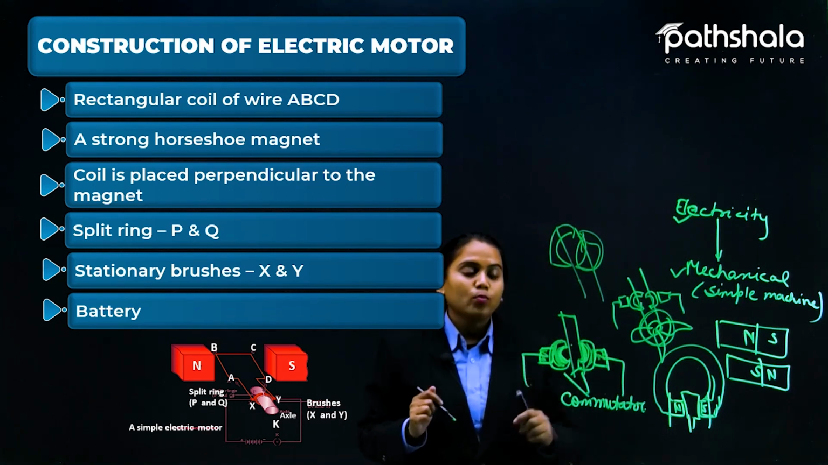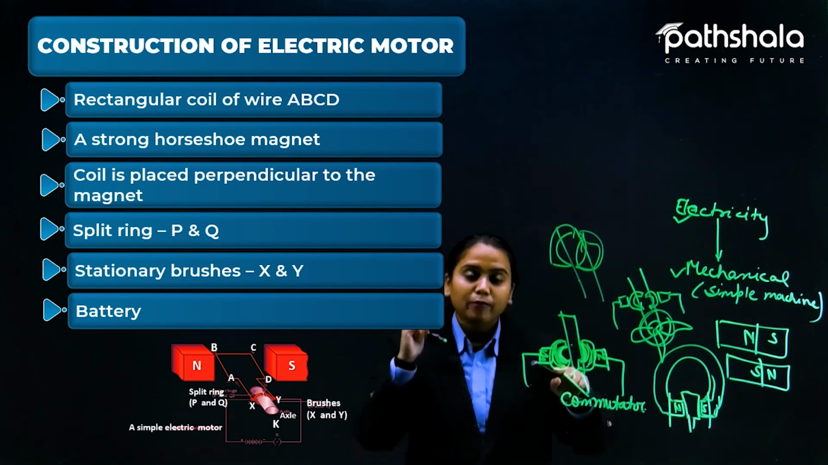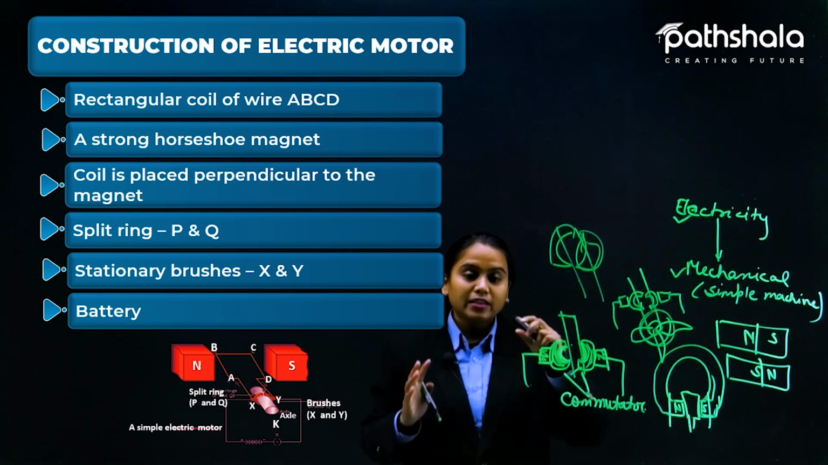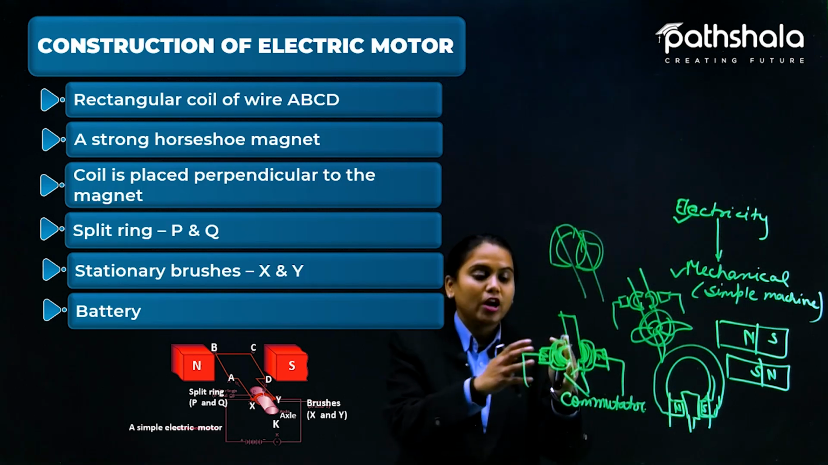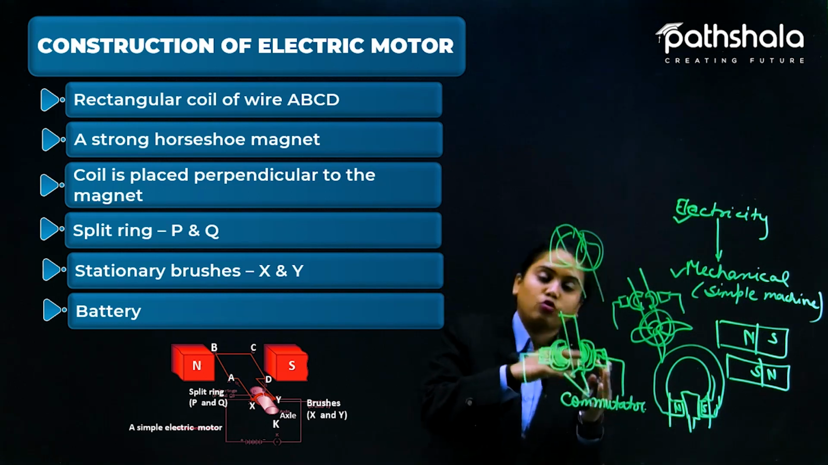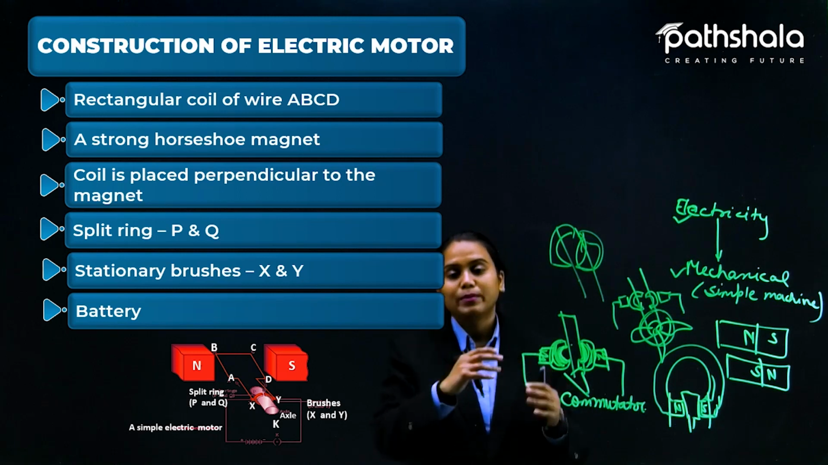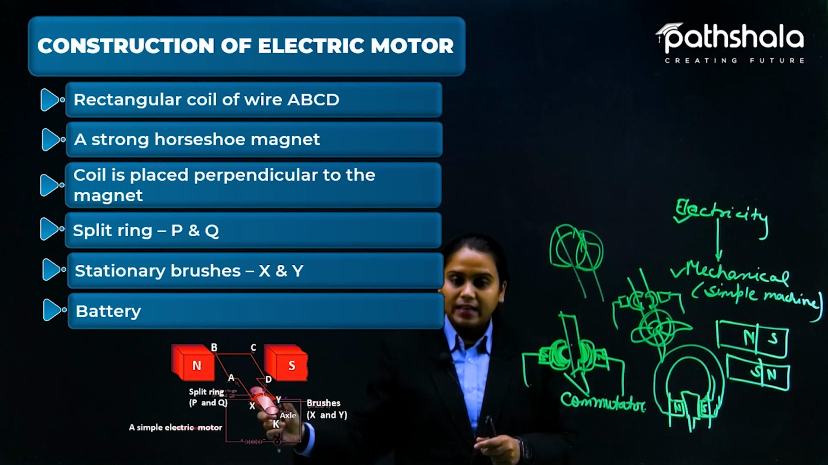So at that moment, due to inertia, due to the motion that we have provided in this split ring, it is again going to have a lot of inertia on this part. So it is again going to move itself in the direction in which it was going previously. Okay, so the brushes are used for providing electricity.